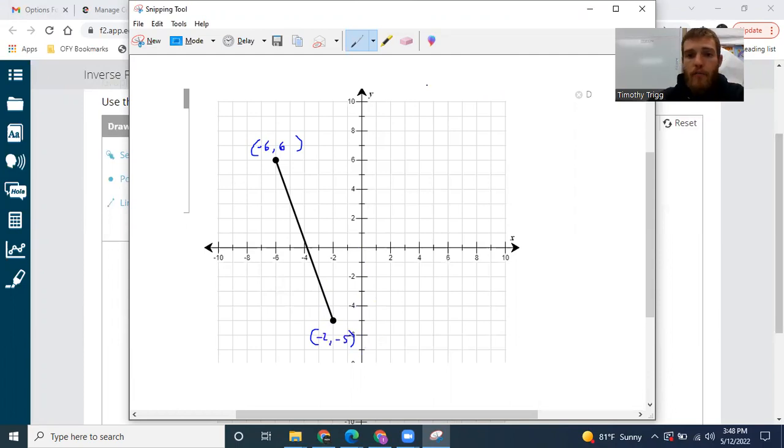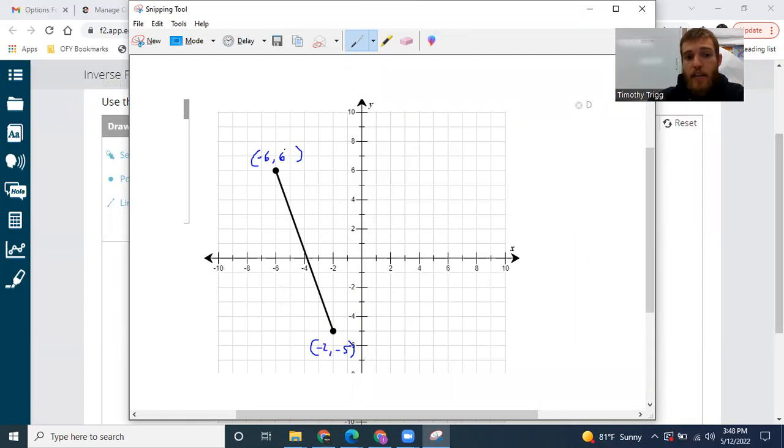Okay, so for our inverse function, instead of -6, 6, we're going to have the coordinate point 6, -6. Again, flipping the x and y. We're also going to have the point -5, -2. Let's go ahead and graph those points. So 6, -6 down here. And then -5, -2.